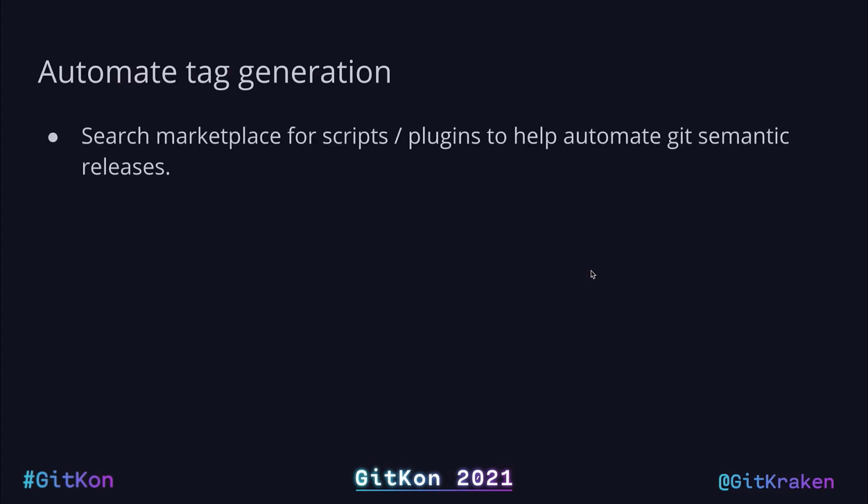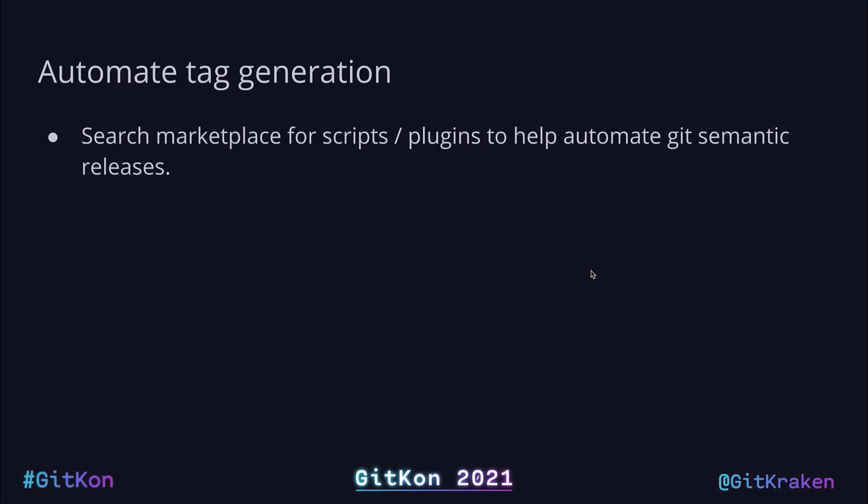But if you've hosted your Git repo on, say, GitHub or on GitLab, there are marketplaces for scripts and plugins and actions to help automate generating your semantic releases. I know on GitHub, there's an action that you can get that will, if you follow a certain commit message schema, use that information to automatically determine if it should increment a patch release, a minor release, or a major release for your project, and it'll push it up and generate the tag for you.